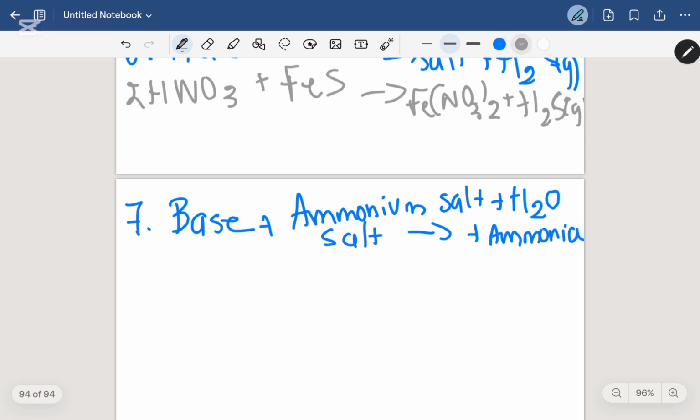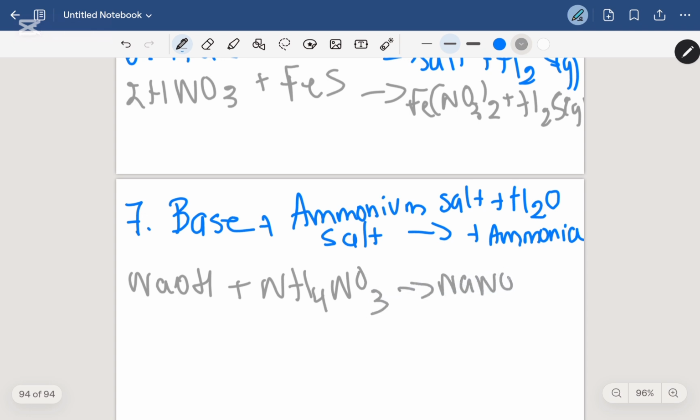For example, a very famous base is NaOH. If we add it to an ammonium salt, for example NH4NO3, it will give us a salt, NaNO3, and it will give us water, H2O, and ammonia, NH3. Now, if you check, is it balanced? Yes, it is balanced. So that means we finished with our 7 criteria.